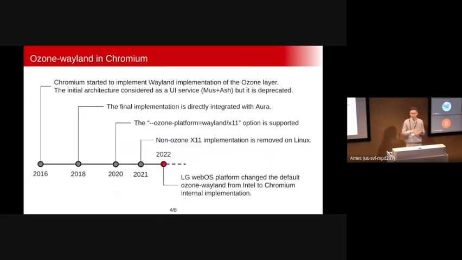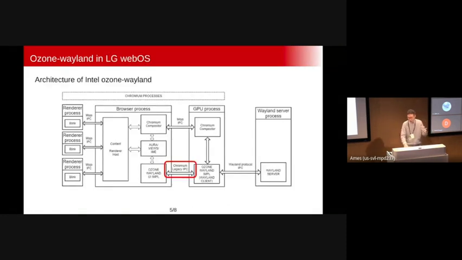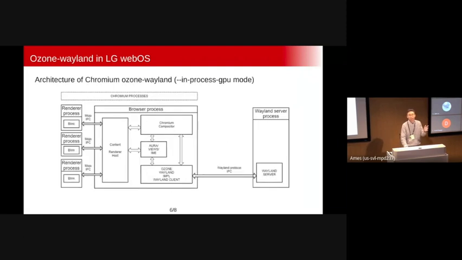However, since Wayland has become very popular in the industry, Chromium also had a discussion to support ozone Wayland. After several milestones, Chromium has finally implemented its own ozone Wayland. And webOS also switched from the Intel ozone Wayland implementation to this Chromium internal ozone Wayland implementation. This is a brief architecture of Intel ozone Wayland, and this is the Chromium internal ozone Wayland. Basically, there's not much difference in the architecture.